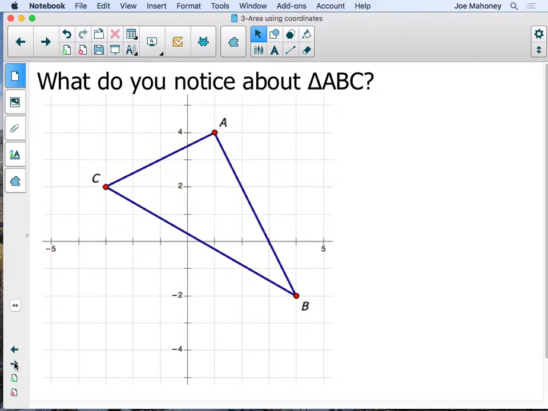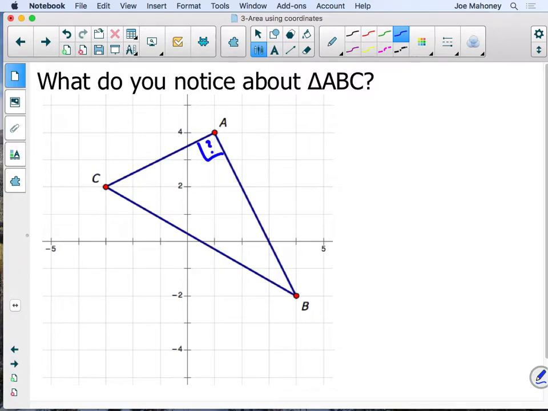Well, it's a triangle, it's got three sides, but I'm looking up at angle A, and I'm wondering, is angle A a 90-degree angle? I know that sides of triangles form 90-degree angles if their slopes are opposite reciprocals. So if I take a look at the slope of the side going from A to C, I'm going up 2 and over 4. So the slope of side AC is 2 over 4, which is 1/2.